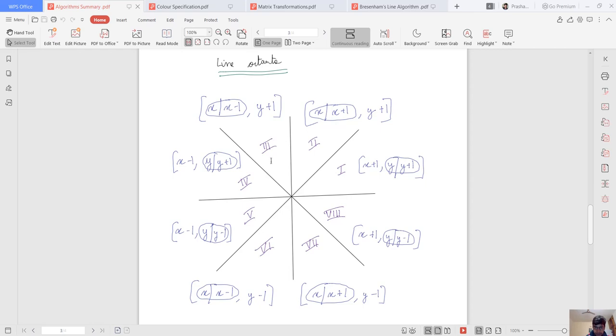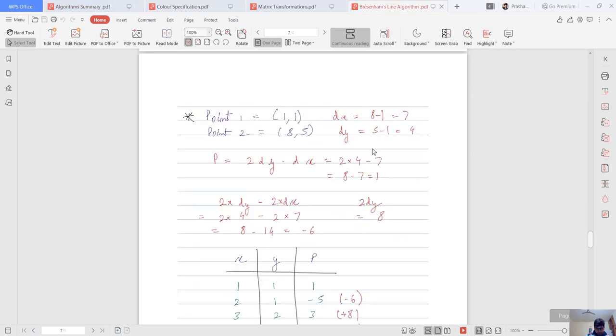In the negative x direction here, we have x minus 1 and y positive. And if we go like this from the origin, then x is minus 1 and y may or may not increase. If you go over it, you will understand how it is happening. Now back to the Bresenham line algorithm.